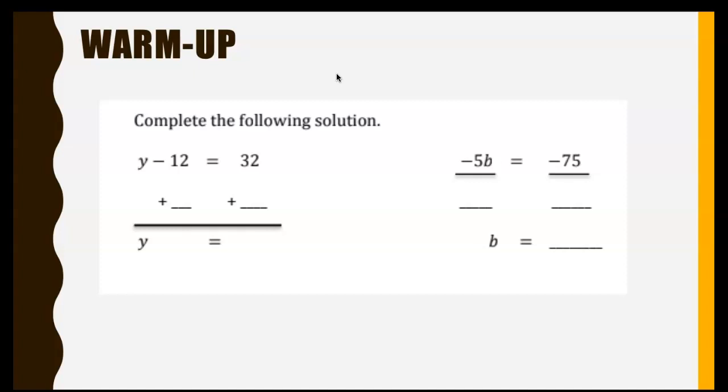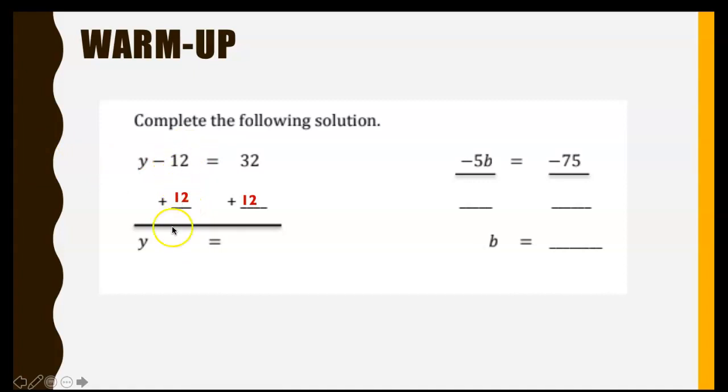Okay, so to check the solution, we look at y minus 12 equals 32. To complete the solution, we want to use the inverse operation of minus 12. That will be plus 12. So the answer there is plus 12. If you add 12 to the left of the equal symbol, you must do the same thing to the other side. So that's another 12.